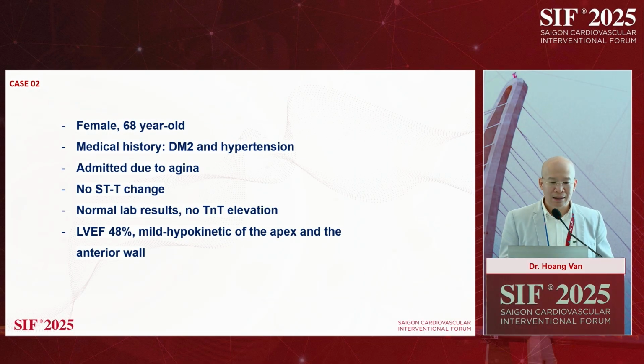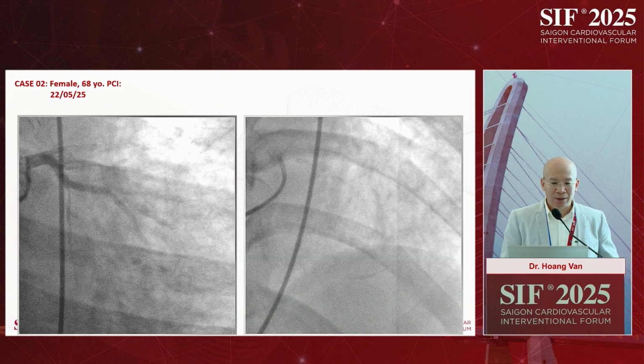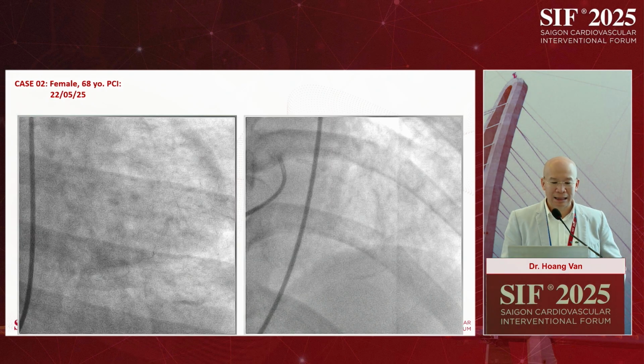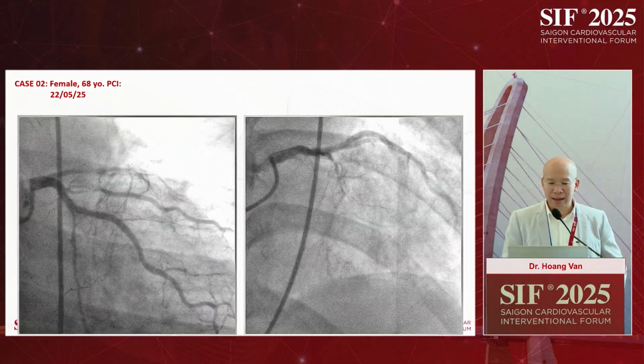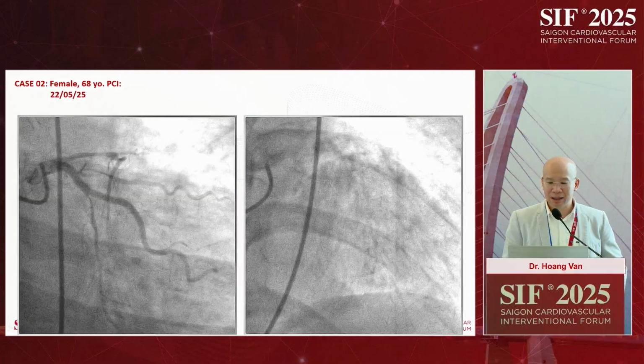The second case is a 68-year-old female. She had diabetes and hypertension, and was admitted due to angina with no ST changes, normal troponin, and no elevation. Renal function may be mildly reduced, with mild hypokinesis of the apex and the anterior wall. In the angiogram, you can see the patient has a CTO of the LAD that is mixed and very diffuse.